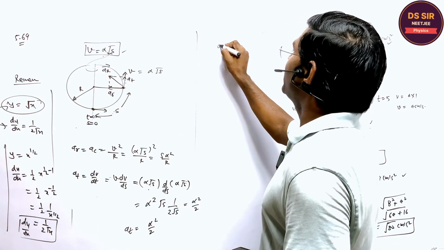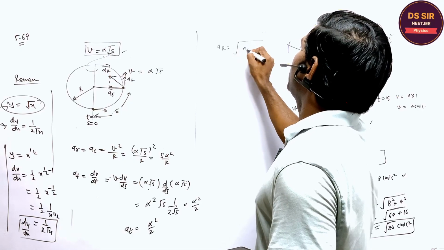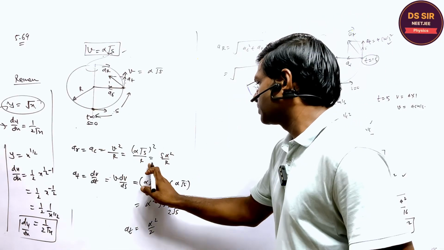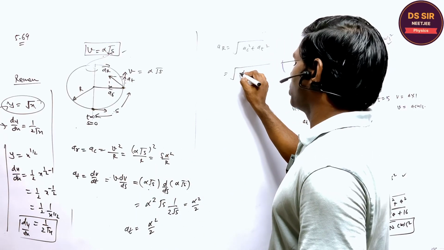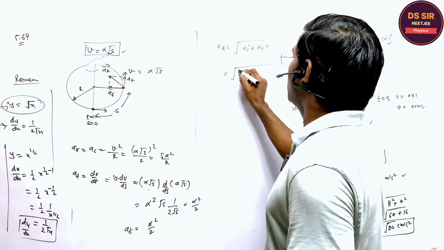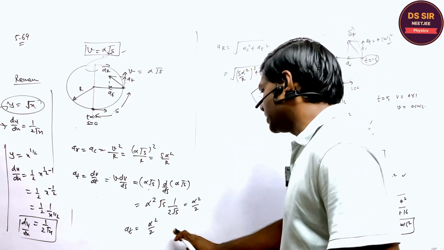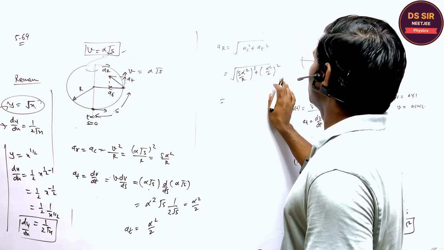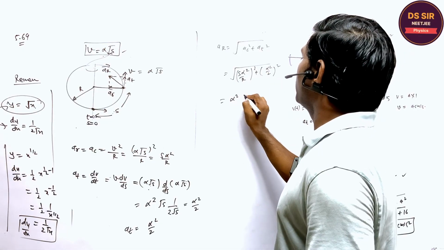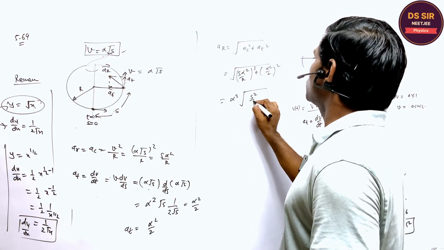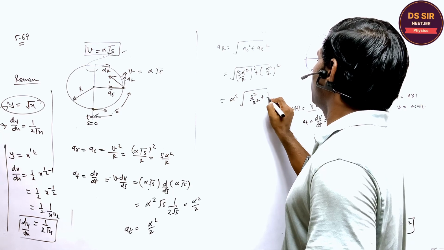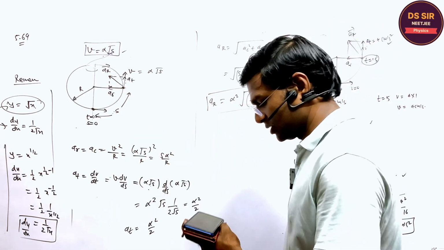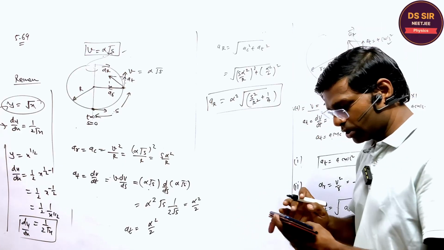Now the resultant acceleration is root over AC square plus AT square. The AC is s alpha square by R, whole square. The tangential acceleration is alpha square by 2, whole square. So what is the answer? Alpha square will be common: alpha square root over s square by r square plus 1 by 4. This is the resultant acceleration of this question. Understood or not? You tell.